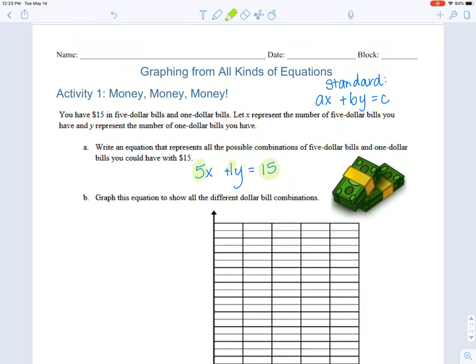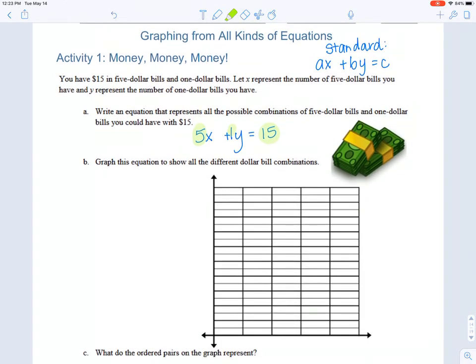Okay, now it says to graph this equation to show all the different dollar bill combinations. You guys know that we cannot graph an equation unless it is in y equals mx plus b form. So we are going to convert 5x plus 1y equals 15 into slope-intercept form. Please pause and try to convert this all by yourself because you are going to be expected to do that tomorrow on your check for understanding, and we should have a good understanding of how to do that by now. Okay? Go ahead and pause.